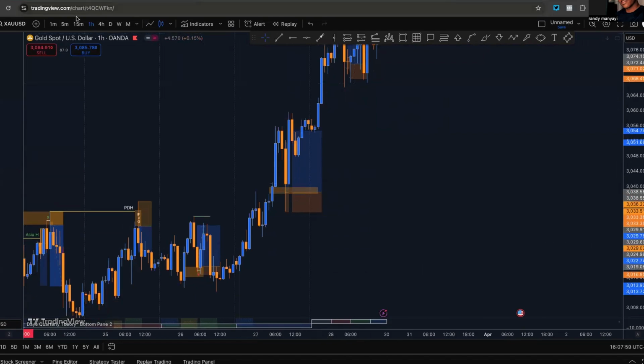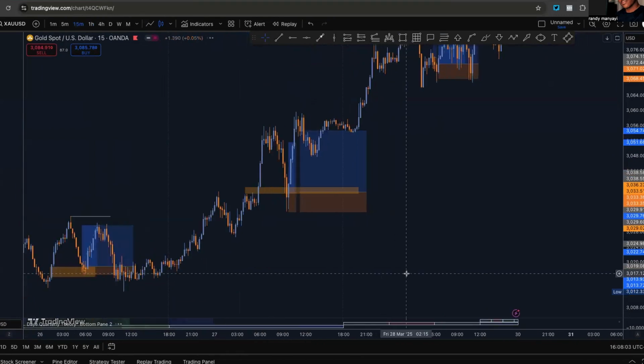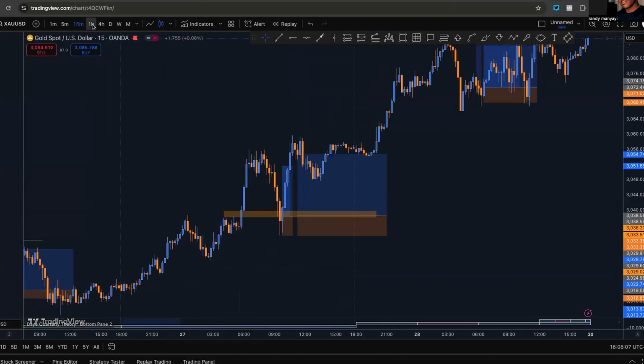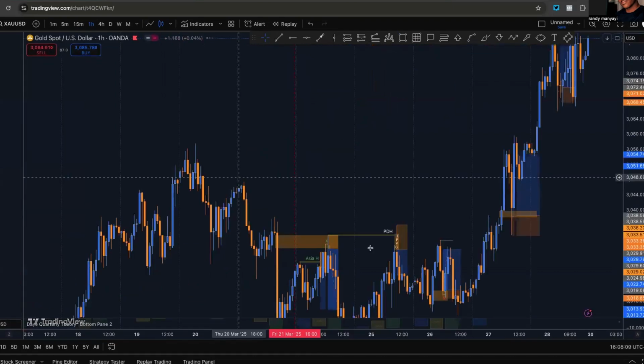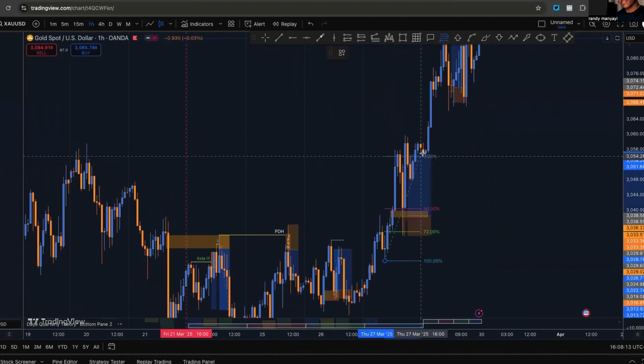So let's go to the M15 time frame to try to see what happened. On M15 there's nothing. Can this OB be refined? Actually, let me go back to H1 to see if I can place my fib. So I place my fib from the low to the high. You can see that price actually hit the 72% zone. All right, so that's great.